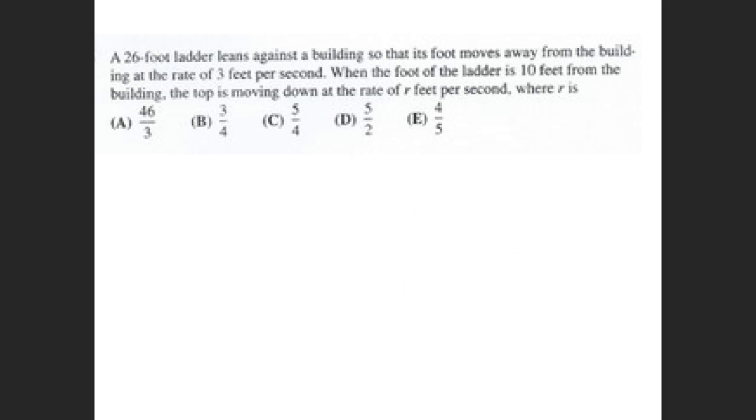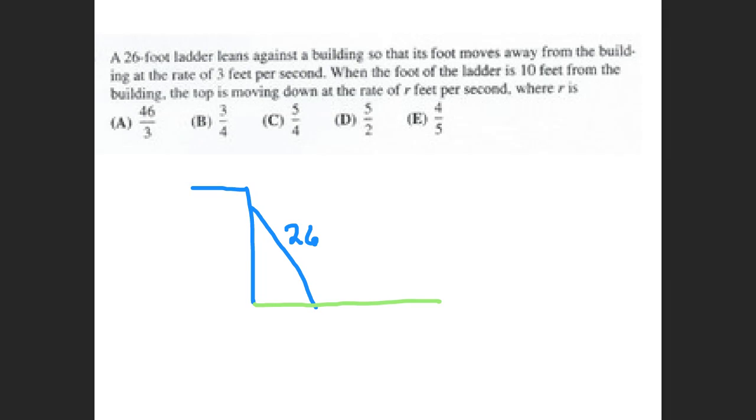It says a 26-foot ladder leans against a building so that its foot moves away from the building. Now, I am a very visual learner, so the first thing I do on these types of problems is I always draw a picture. So here's my ladder leaning against the building. It tells me that it's a 26-foot ladder, so I'm going to put 26 right here. And I'll make the ground green.